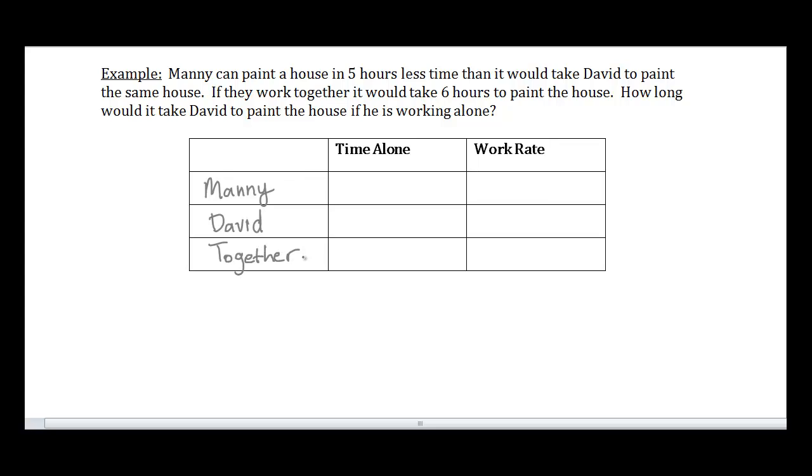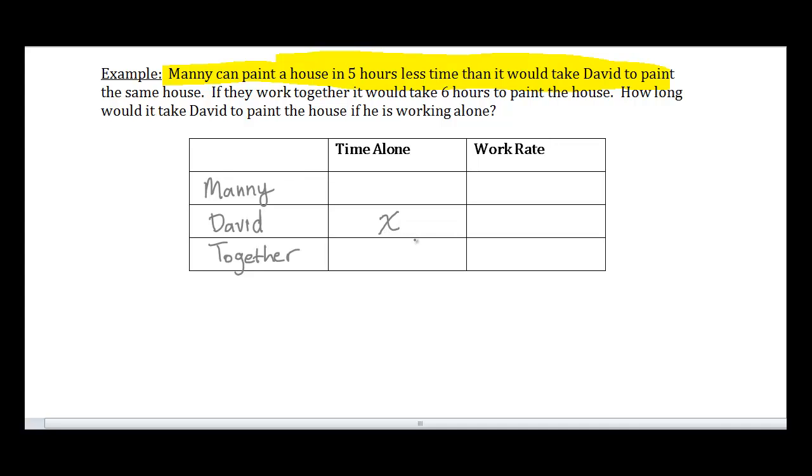All right. And so what I'm going to do first is I'm going to figure out the time alones. All right. This time it's not as explicit or given to us as easily as in the last example. They say that Manny can paint a house in 5 hours less time than it would take David to paint the same house. They're telling us Manny's time alone as if we know David's time alone. And so that's what I'm going to let my variable be, David's time alone.